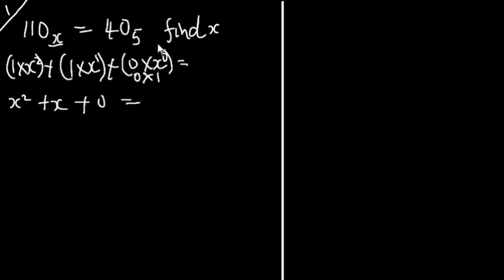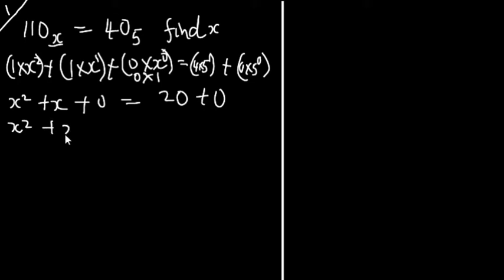Now on the right hand side we have two digits. So we can write the two brackets this way. 4 times 5 plus 0 times 5. Start from 0, 0, 1. 5 raised to power 1 is 5. 4 times 5 is equal to 20. Plus 5 raised to power 0 is 1. 0 times 1 is 0. So we have x squared plus x equals 20.